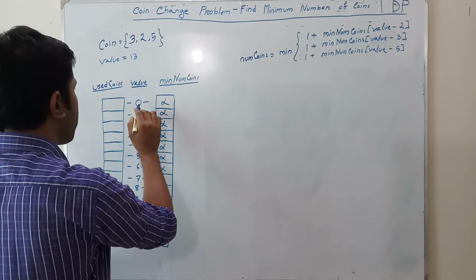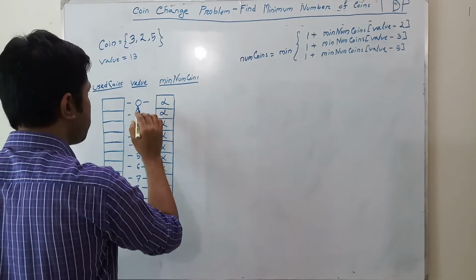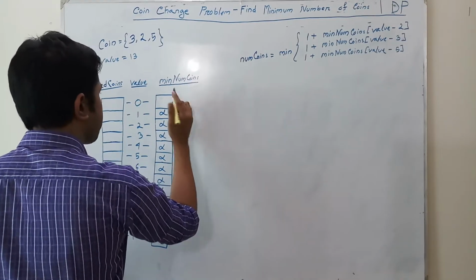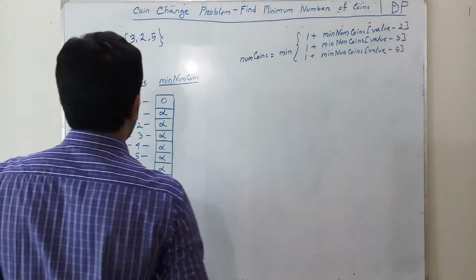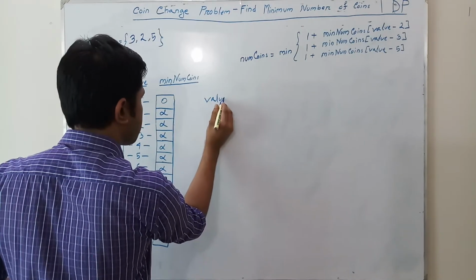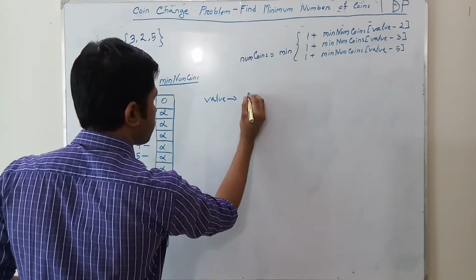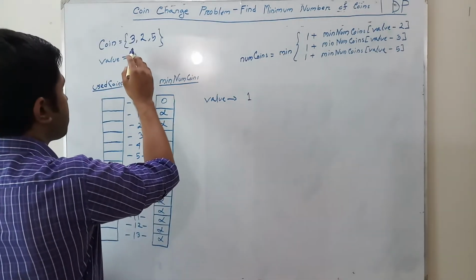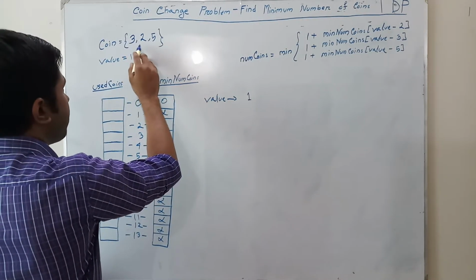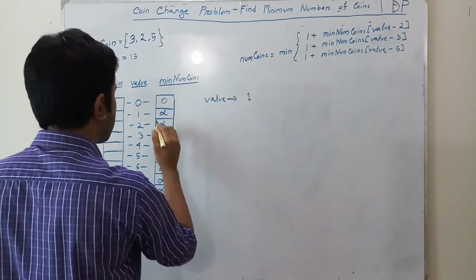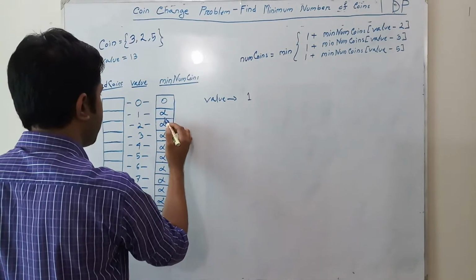In the base case, when the value is 0, we don't need to use any coin, so the value here will be 0. When the value is 1, we can't use any coin, as the coin denominations are 3, 2 and 5, so we cannot make 1 using those coins, and the value here will be infinite.